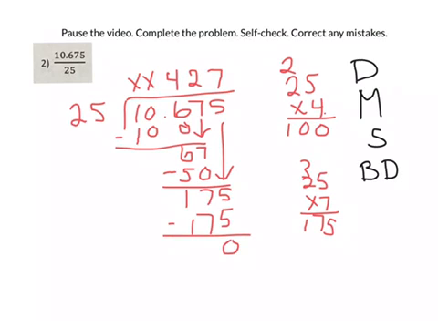I'm not done yet. I need to shoot my decimal straight through the roof. So my answer is 427 thousandths.